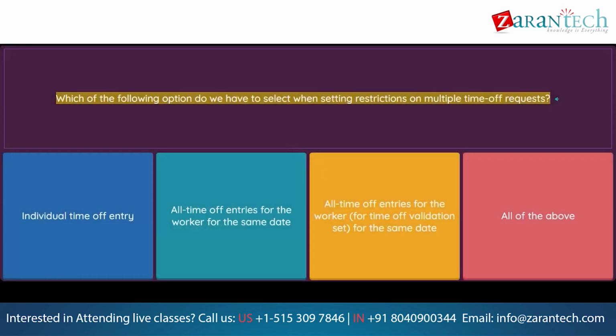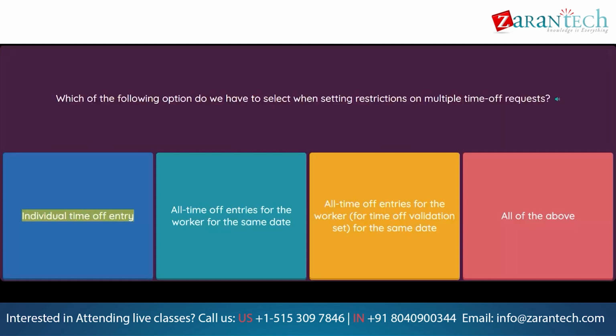Question: which of the following option do we have to select when setting restrictions on multiple time off requests? Option 1 individual time off entry. Option 2 all time off entries for the worker for the same date. Option 3 all time off entries for the worker, for time off validation set, for the same date. Option 4 all of the above.